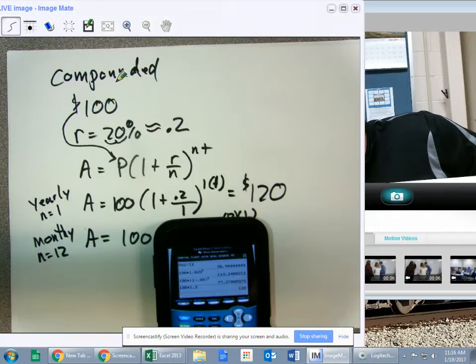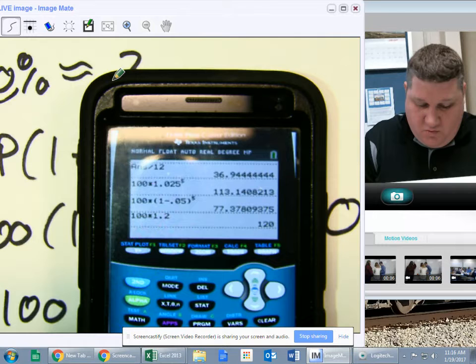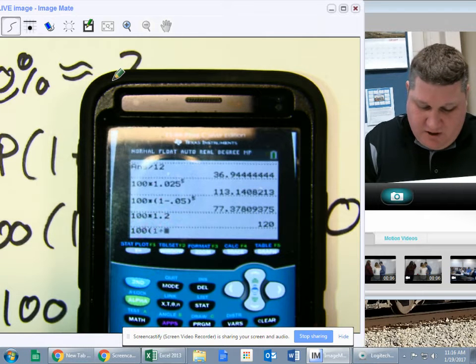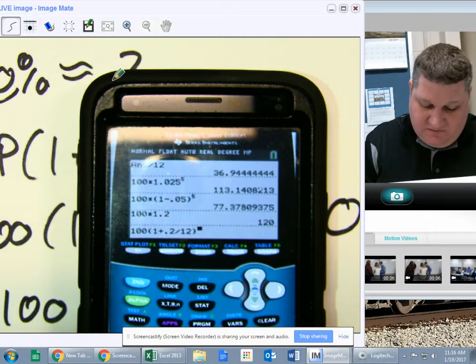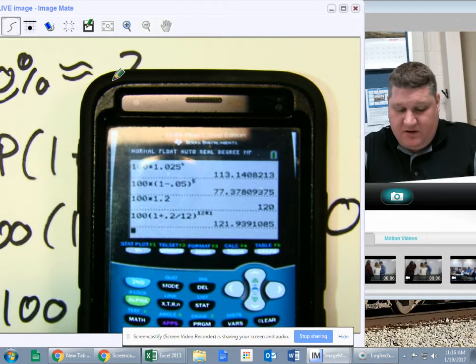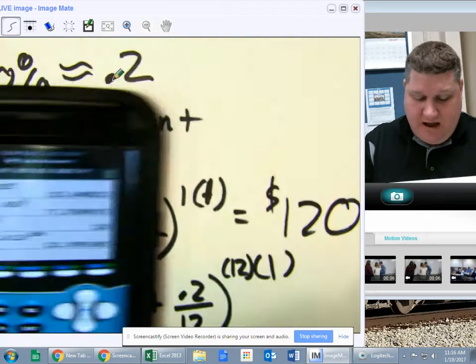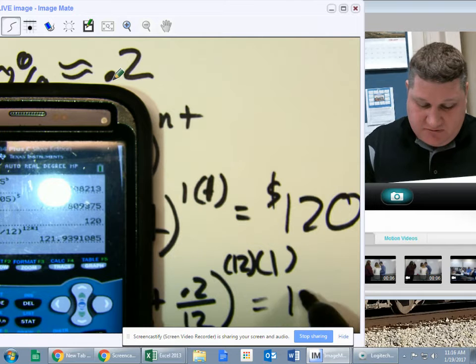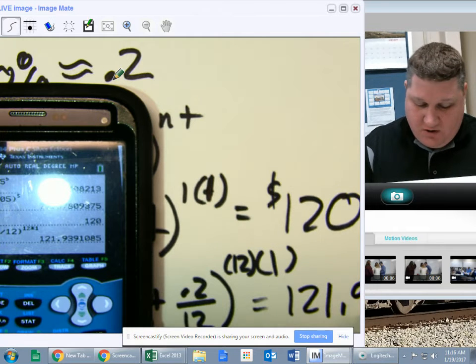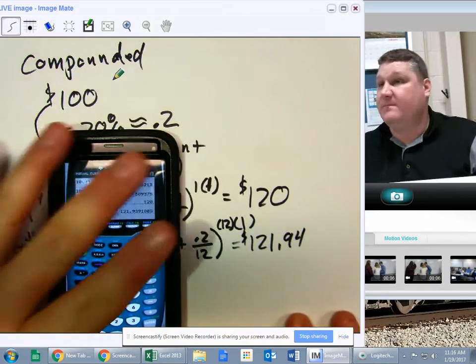I'm going to zoom in on my calculator here. And it's going to be 100 parenthesis 1 plus 0.2 divided by 12 in parenthesis raised to the 12 times 1. If I put all that in my calculator, I get, there you go. What happened when they charged me every month? Instead of 120, I got charged $121.94. I have to pay more because they charged me monthly, didn't they?